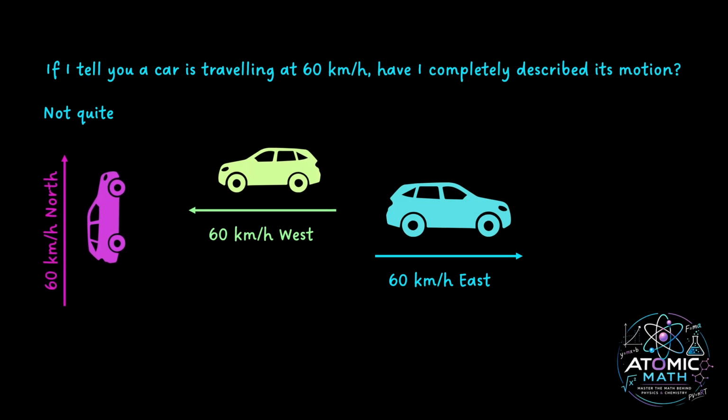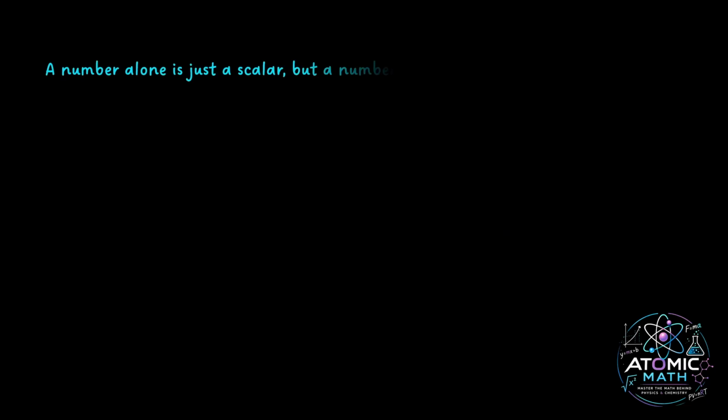When I say 60 kilometers per hour, I'm only giving you a size. I'm only giving you a magnitude. I'm not telling you the direction. So we can see that a number alone is just a scalar. But a number with direction, that's a vector.